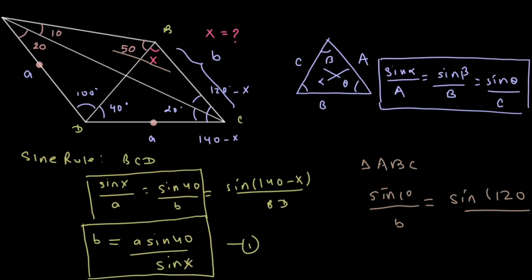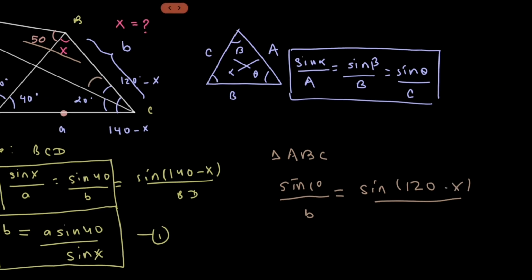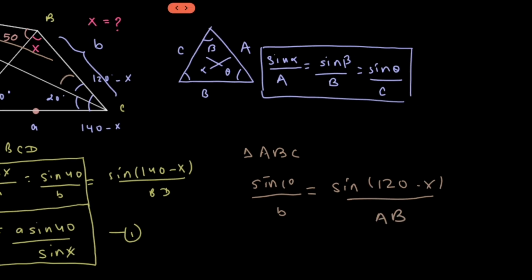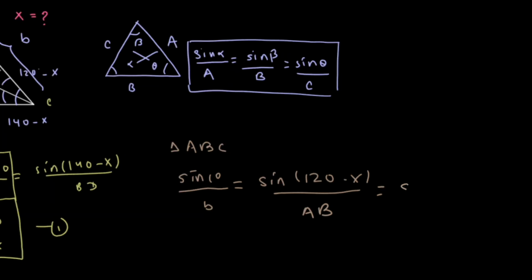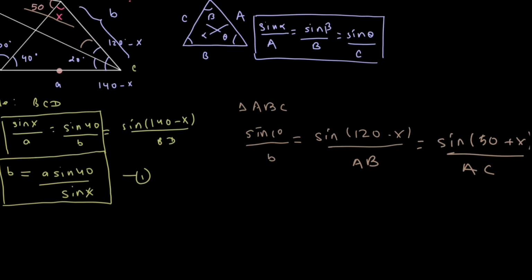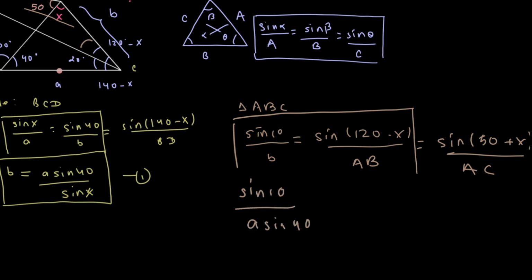As per the diagram, the side opposite to this angle is AB. So upon AB, and this would be equal to sine of (50 plus x) upon its opposite side, that is AC. Now I will simply compare these two ratios, and before comparing them I will change B with its value that we got in equation number 1. So finally I get sine of 10 degrees upon B, which now turns out to be A times sine 40 degrees upon sine x.